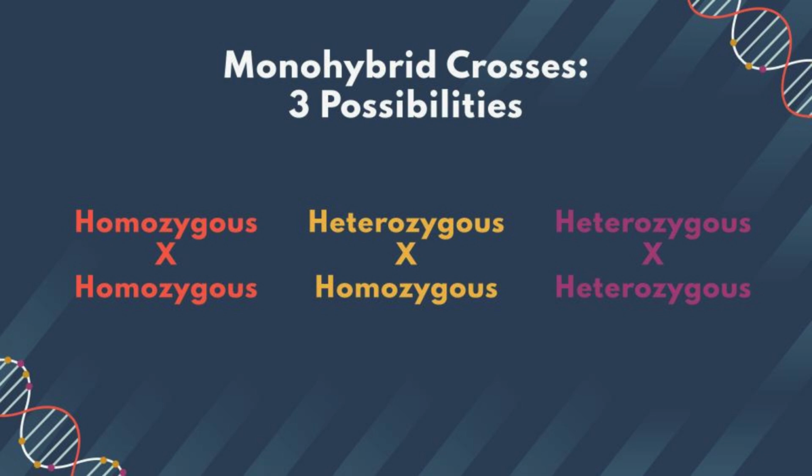So in our monohybrid crosses, we have 3 possibilities. You can cross a homozygous with a homozygous, a heterozygous with a homozygous, or a heterozygous with a heterozygous.